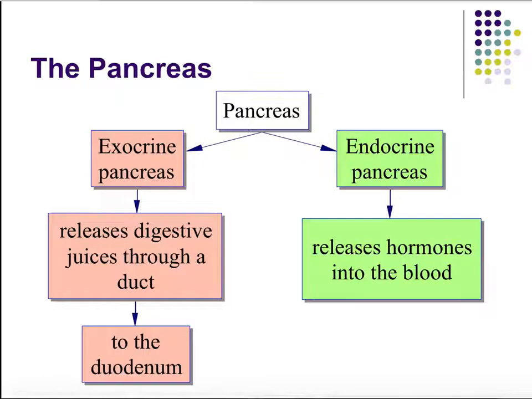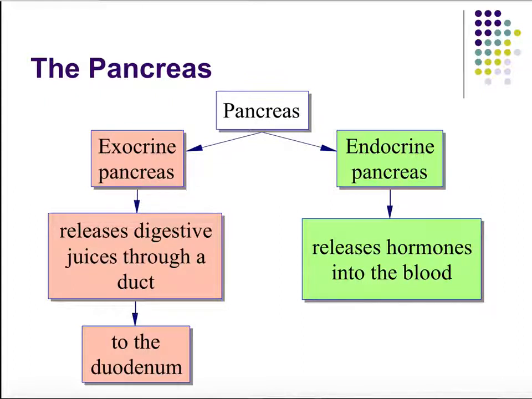Now, these hormones, insulin and glucagon, are released by the pancreas. The pancreas is quite interesting because it's both an exocrine gland and an endocrine gland, so it has both functions. The endocrine pancreas is what we're going to start off talking about. It's going to release hormones into the blood, specifically insulin and glucagon. We'll talk about the exocrine pancreas later on.